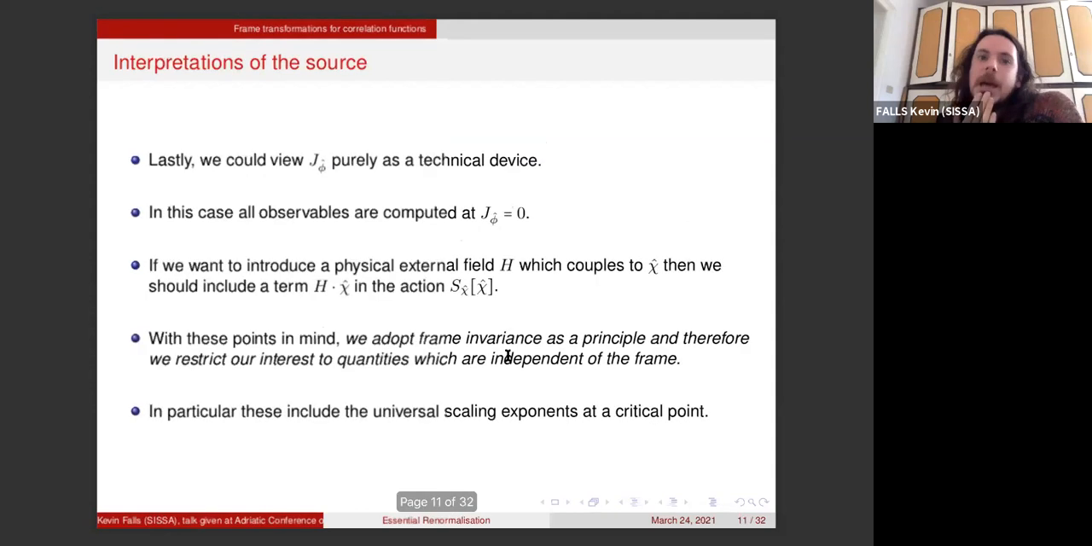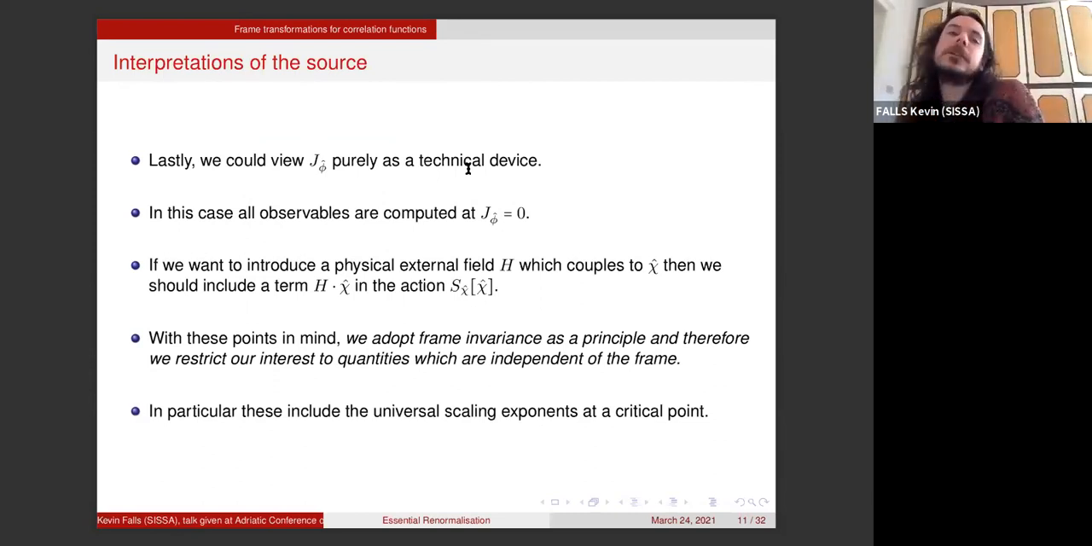So the last point of view is that we can really just think always of this J as purely a technical device, which is kind of the framework coming from a high energy physics point of view. And then we would always want to just compute observables at J equals zero, in which case we don't have to assign any physical meaning to this. So if we would like to do this and still have some sort of source, then this means that we would have to put a source in the action. So here H is now some other source, not the Hamiltonian, some other physical source, let's say, which always couples to this. So this is like a price that we would have to pay if we really want to compute non-universal quantities. We would have to put the two sources, essentially one source inside the action, and one source is just this computational device.